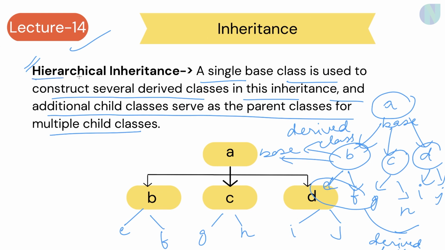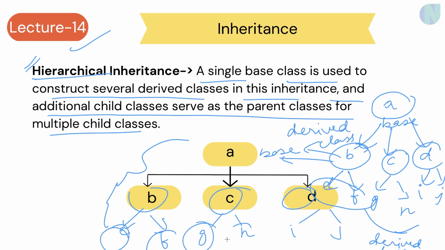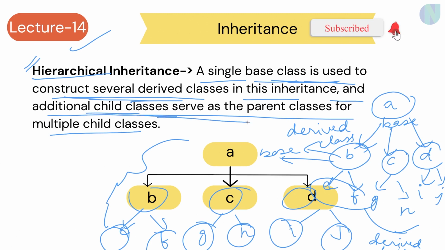So hierarchical inheritance, basically a hierarchy is being formed where we can see some kind of tree-like structure where a single base class is inheriting its property and all the derived classes are taking their property from this particular base class, and again these derived classes are acting as a base class for all these other derived classes. So basically a hierarchy or a tree-like structure is being formed in which a single base class is used to construct several derived classes, and additional child classes serve as parent classes for multiple other child classes.